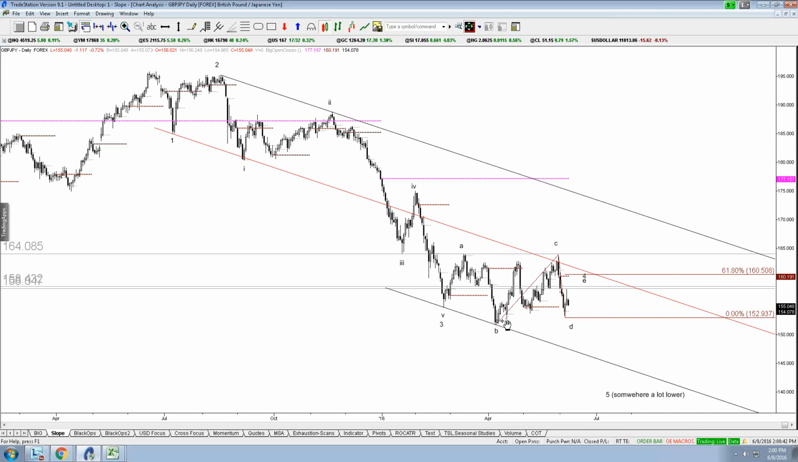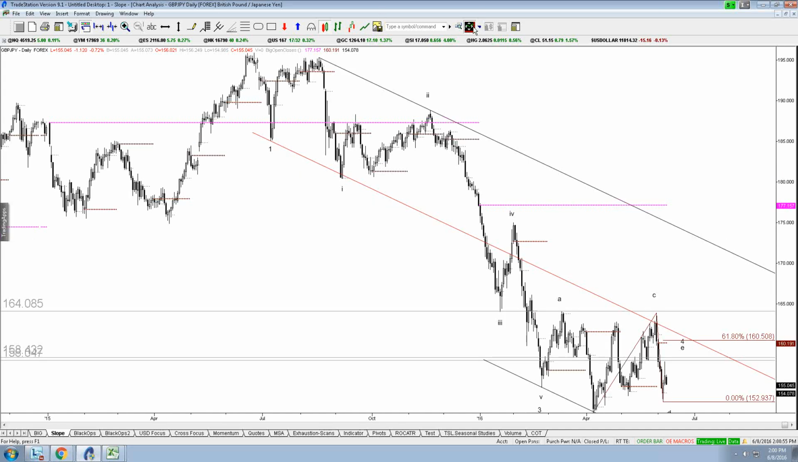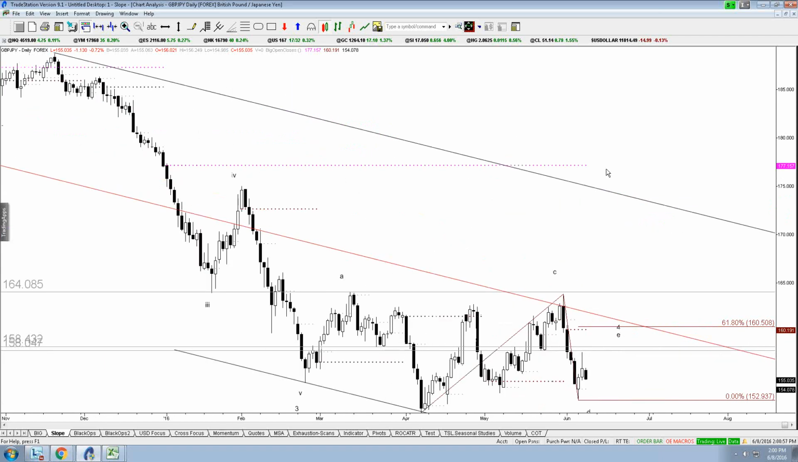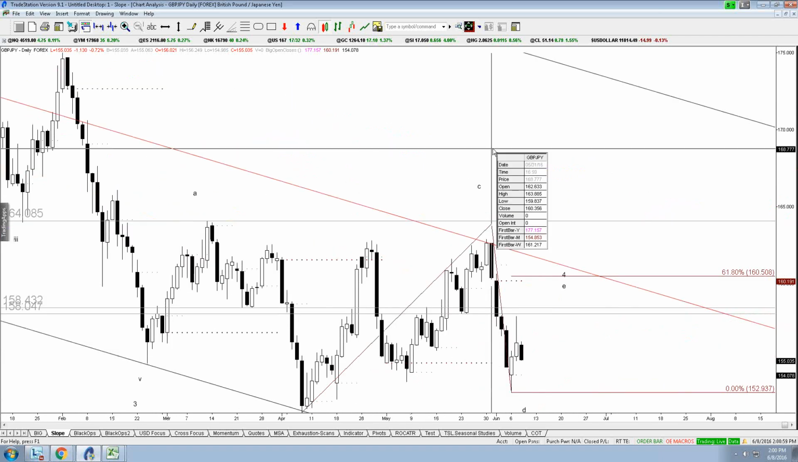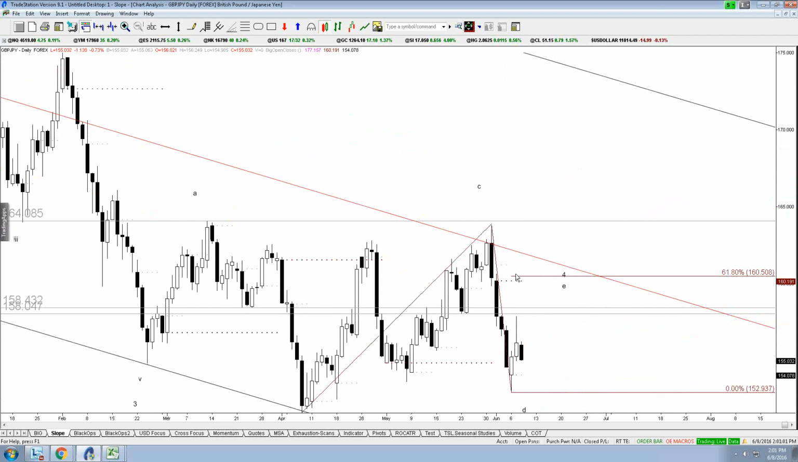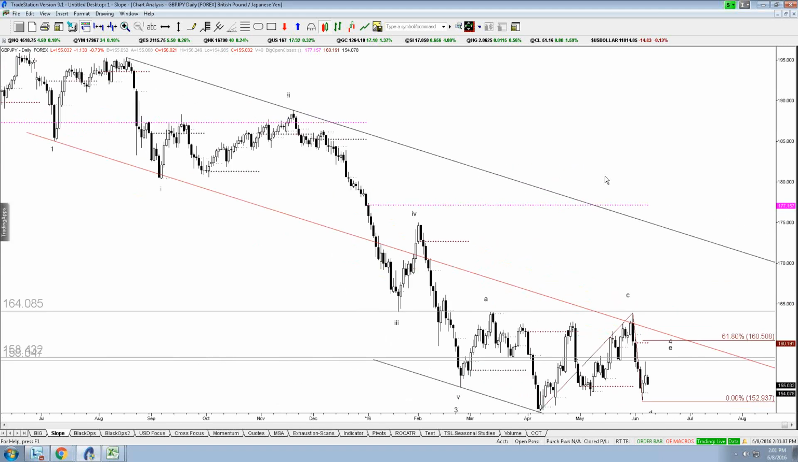Oftentimes you'll have alternating legs in a triangle that do relate by 618. All right. Well, interestingly enough, we have that relationship if that were to play out at 160.50, which is real close to the month open of 160.19, which is even closer to daily reversal resistance of 160.36. In other words, 160.19 to 160.50 is your sweet spot for resistance.